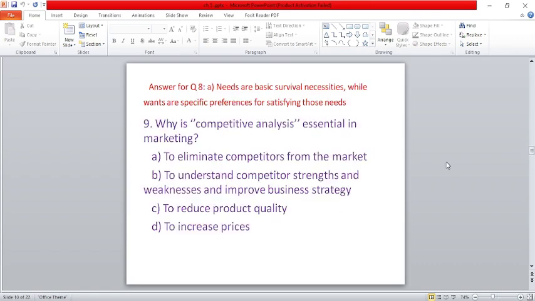Question number 9. Why is competitive analysis essential in marketing? A. To eliminate competitors from the market. B. To understand competitor strengths and weaknesses and improve business strategy. C. To reduce product quality. D. To increase prices. The answer for question number 9 is B. To understand competitor strengths and weaknesses and improve business strategy.